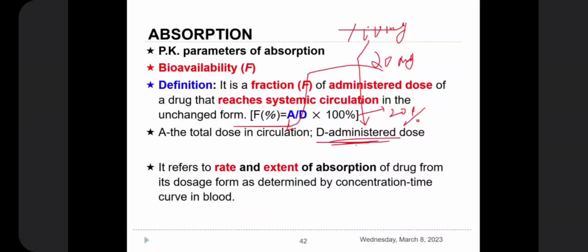Okay, D means administered dose. Okay, next one.